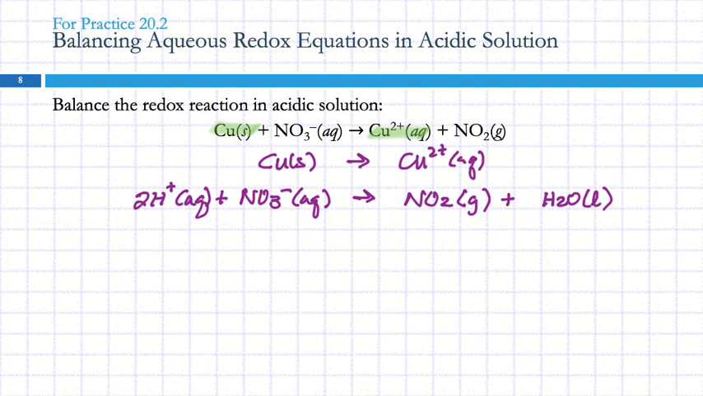Now I balance charge. So could we always add H2O? If you need to balance oxygen, you add water every time. And then you balance the hydrogens with a hydrogen ion.